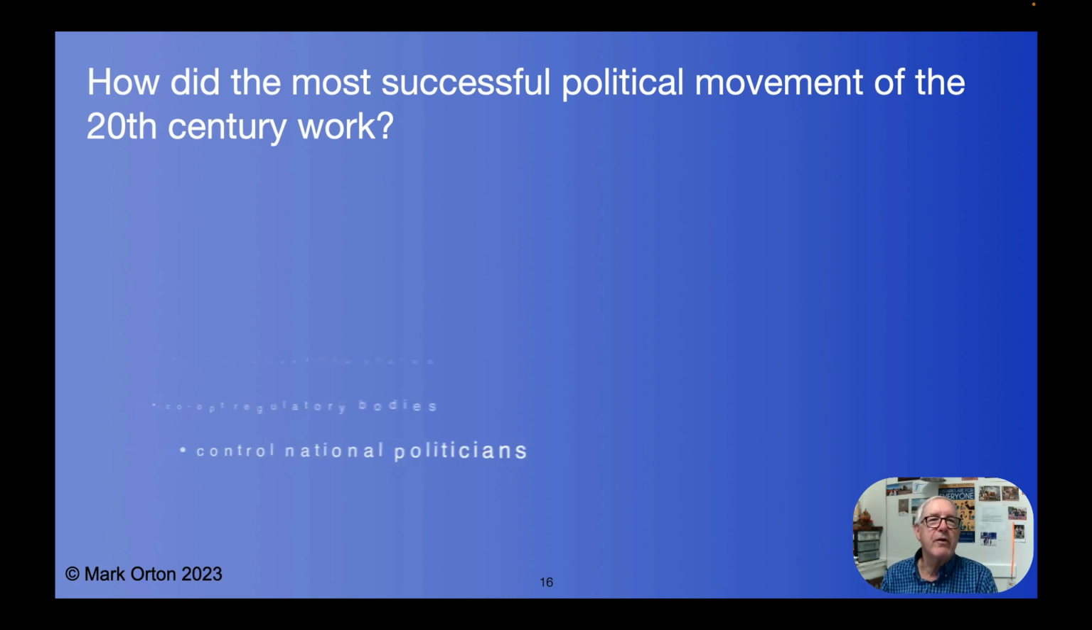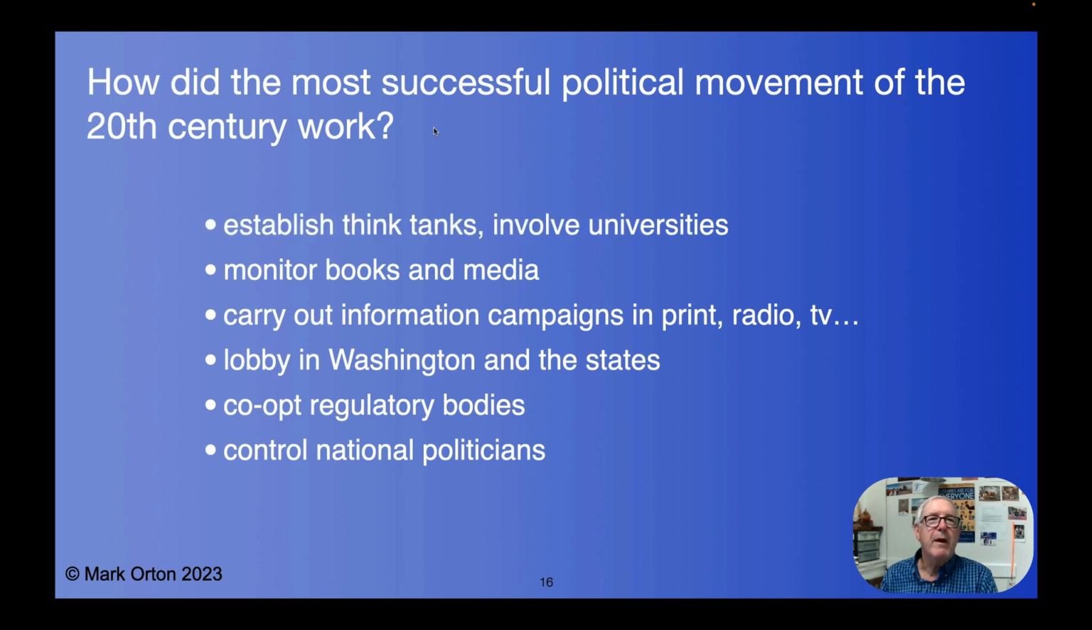So they undertook this movement, and they established all sorts of think tanks and involved universities and departments of economics and business schools and so on to train people in free market economics. They monitor books and media for challenges to free market capitalist thinking, and they have carried out information campaigns in print, radio, TV, and now on social media to propagate these ideas.